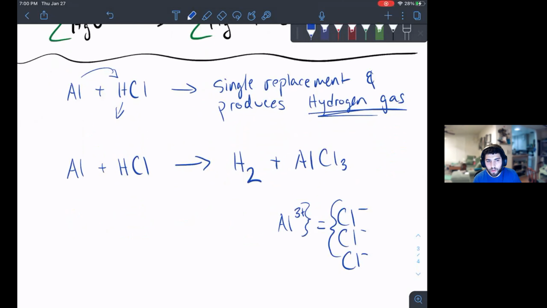So hopefully this helps you kind of figure out how reactions are written, maybe figure out how to predict a reaction possibly.